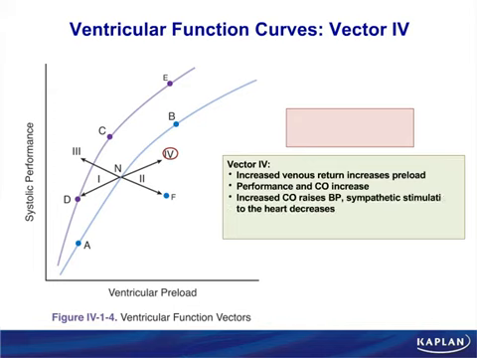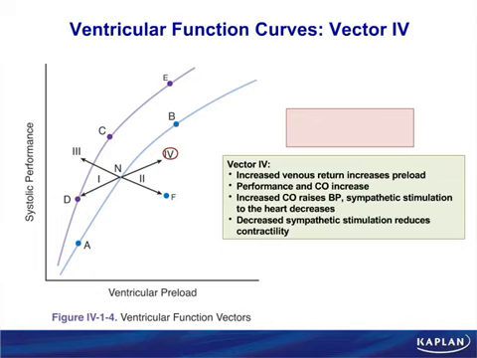Because cardiac output goes up, that means blood pressure goes up. And if blood pressure goes up, then sympathetic activity to the heart goes down. So this represents an increase in preload and a reflex decrease in contractility. Remember, if I decrease sympathetic stimulation, I'm going to reduce contractility.